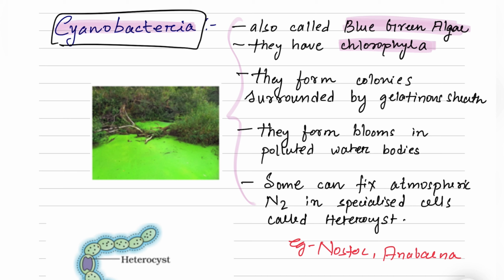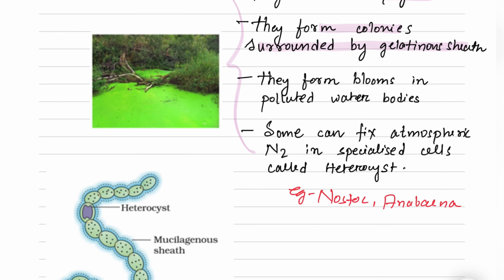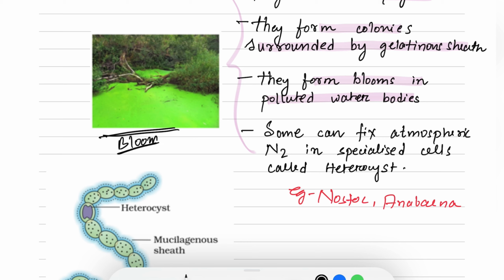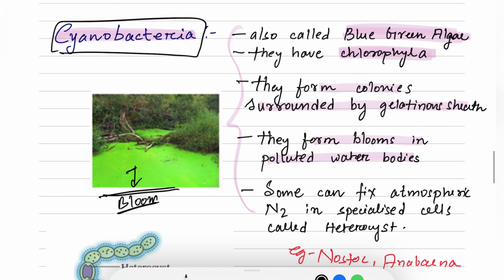Now cyanobacteria form colonies surrounded by a gelatinous sheath. They form blooms in polluted water bodies. Now this is a picture of a bloom. You have seen in some water bodies, stagnant waters or old ponds, there is a greenish colored layer over the water. These are blooms that are formed by the cyanobacteria.